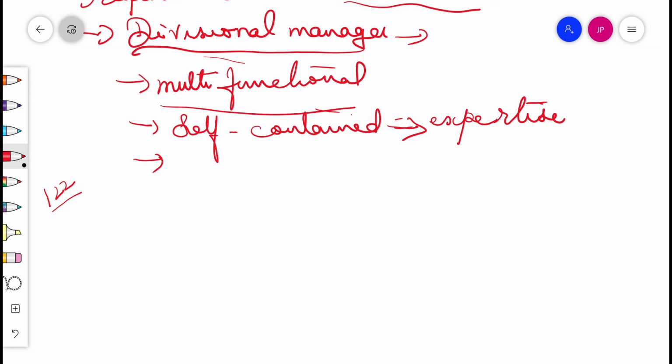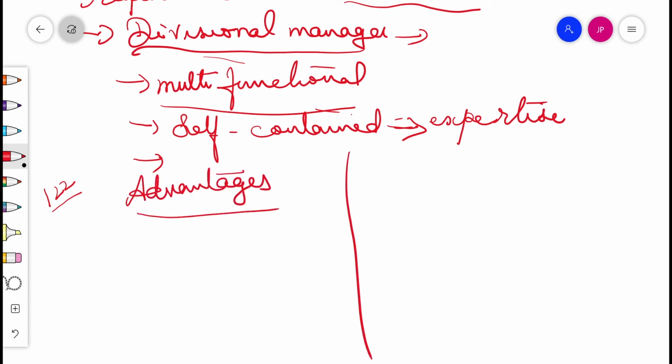So what are the advantages? Divisional structure offers many benefits. Prominent among them, important ones: product specialization helps in the development of varied skills in a divisional head, and this prepares him for higher positions. This is because he gains experience in all functions related to a particular product.